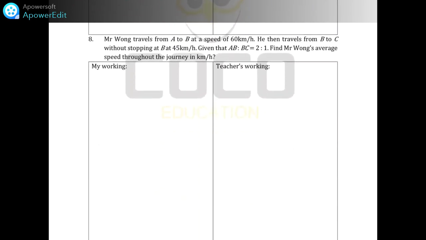For question 8, to find the average speed, we can set the distance ourselves. Let's find the LCM. The LCM of 60 and 45 is 180. So we can let the distance from A to B be 180. Okay, so AB to BC is 2 to 1. So the distance from B to C is half of the distance from A to B. Then this is 90.